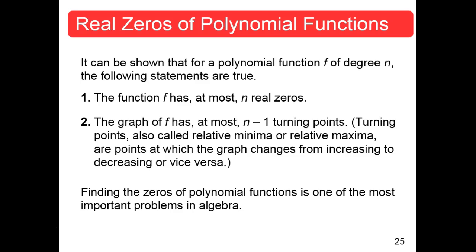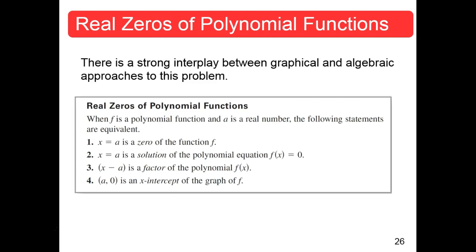Okay. Finding those zeros of the polynomial function is one of the most important problems in algebra. So we're going to spend quite a bit of time finding the zeros of your functions. There is a strong interplay between the graphical approach, the figures we saw before, and the algebraic approaches to the problem. Now, let's start with one. Where are the zeros of a function? We did this in chapter 1. When the function is equal to 0. Because what's f of x always? y. And where y is equal to 0 is the x-axis. And those are your zeros.